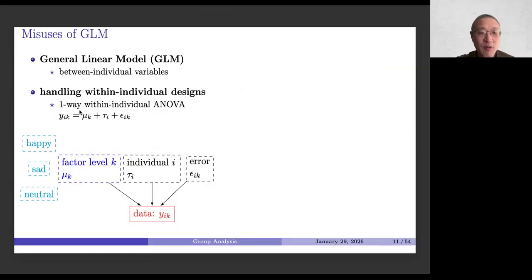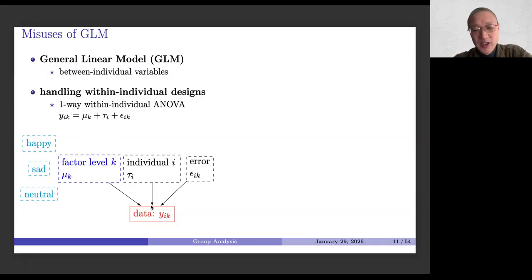So let's use one case, handling within-individual design. For example, suppose we have one factor, emotion: happy, sad, and neutral, right? We call this a within-individual or within-subject factor. Some people call it repeated measures, so they mean the same thing. If you look at the model, each data point has two indices: i for individual, k for the factor level, either happy, sad, or neutral.